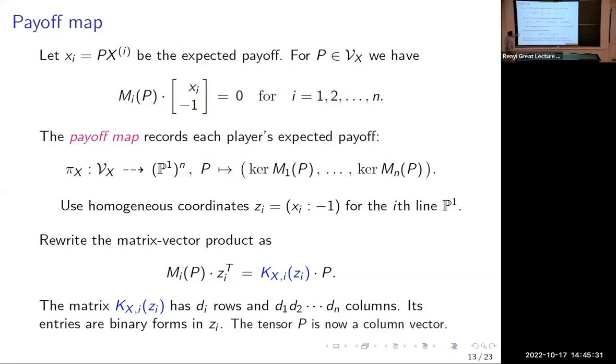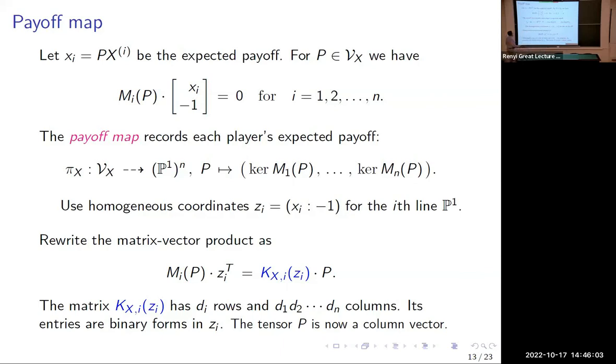Now here comes a key idea. Let's look at this expression, mi of P times Zi transpose. That's linear in P, but it's also linear in Zi. If I have a column vector that depends bilinearly on two things, there are two ways of writing this as a matrix-vector multiply. I can either take the matrix and fill it with P's and multiply with the Z vector, or I can make some other matrix, fill it with the Z's, and make P the column.